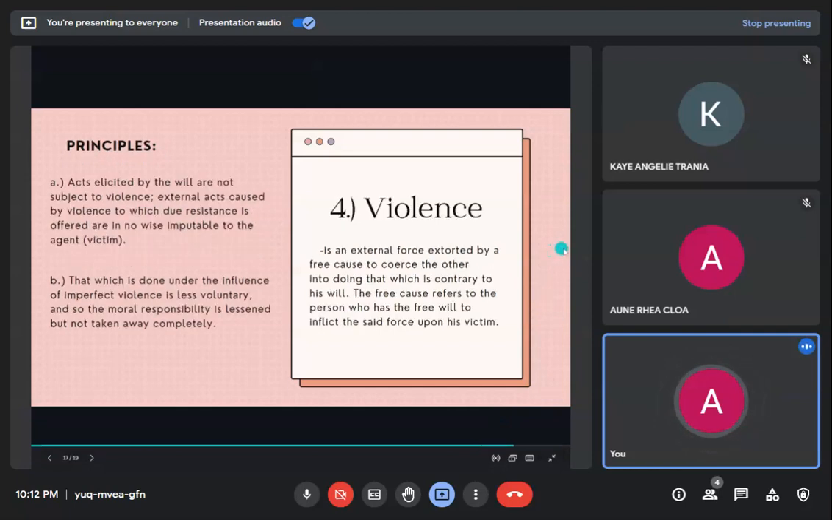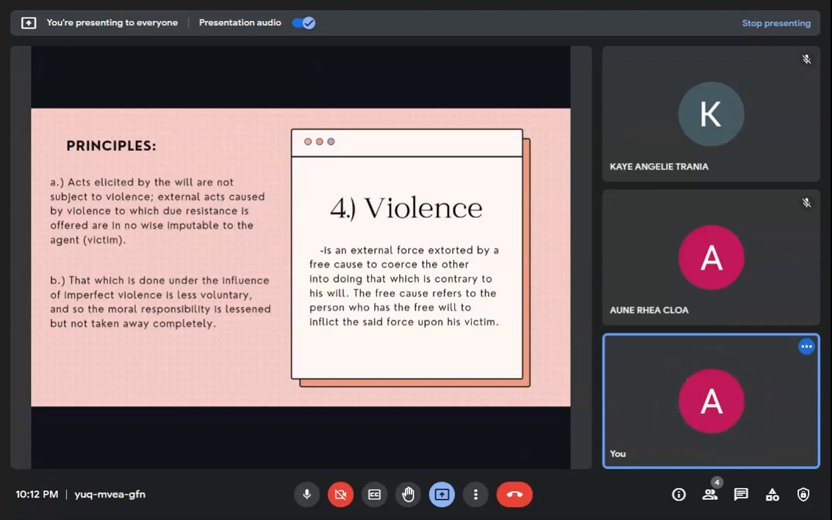So the fourth one is violence. It is an external force exerted by a free cause to coerce the other into doing that which is contrary to his will. The free cause refers to the person who has the free will to inflict the said force upon his victim. So when we say violence, it is for the purpose of compelling a person to perform an act which is against his will. For example, forcing someone to tell a lie at gunpoint.